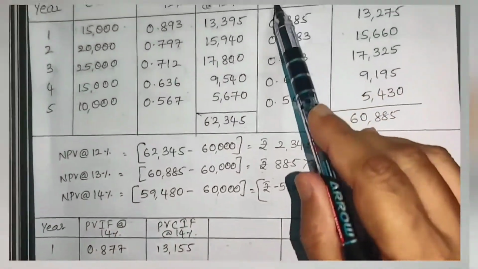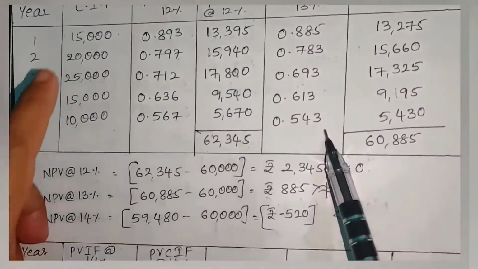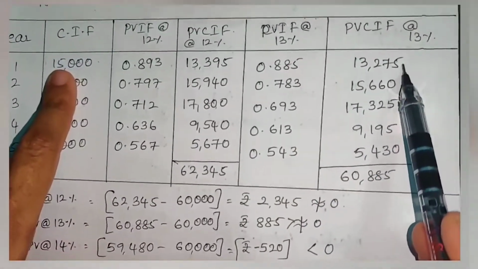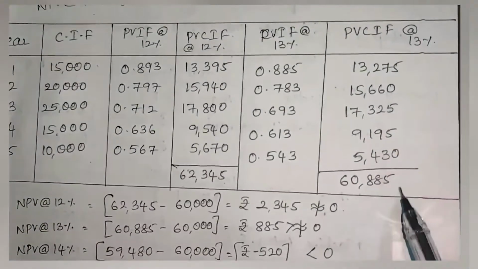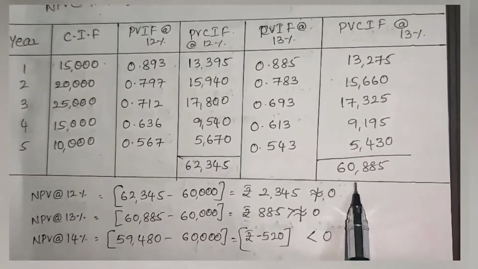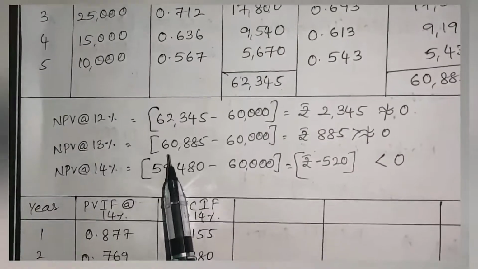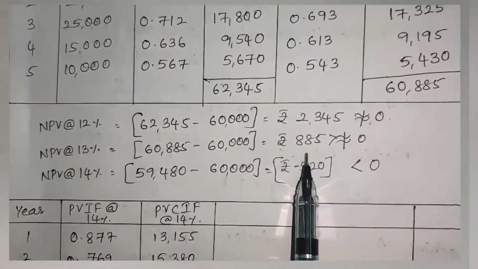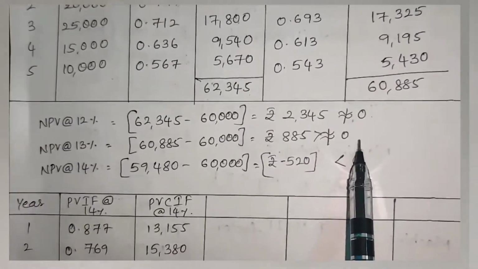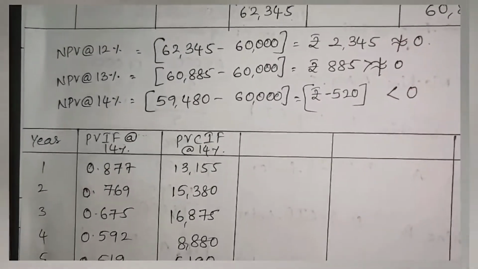So now I have done PVIF at the rate of 13%. I have taken the table values. Now multiply cash inflows with the present value interest factor, then I will get the present value of cash inflows here. So at the rate of 13%, I got present value of cash inflows as 60,885 rupees. So NPV at 13% is equal to 60,885 minus 60,000, that is 885 rupees, which is also not equal to 0. So further I am going for increasing one more percentage.